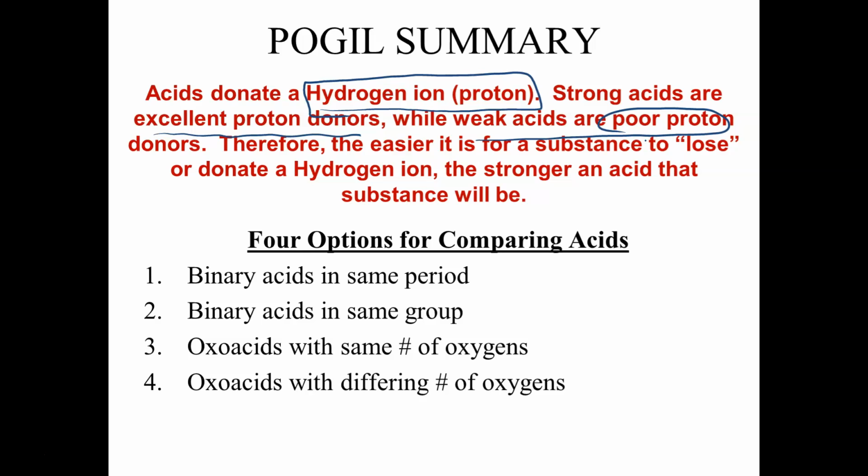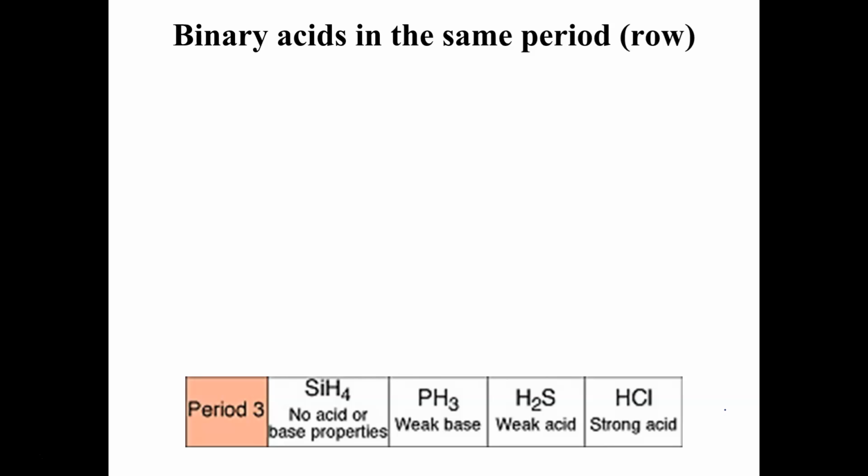Easy. So we're going to compare acids within the same period, which is the same row of the periodic table. We're going to compare binary acids in the same group, which is up and down a column. Okay? So let's take a look at those first, and then we'll move on to oxyacids for our last two categories. So we're going to start with binary acids in the same period or row of the periodic table.